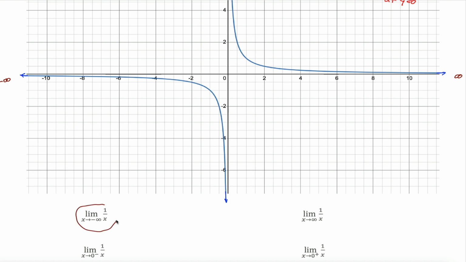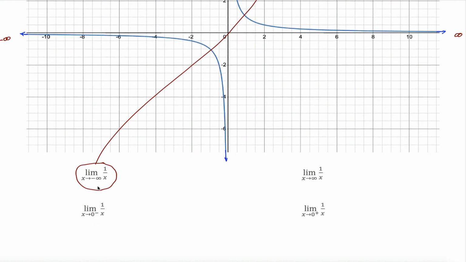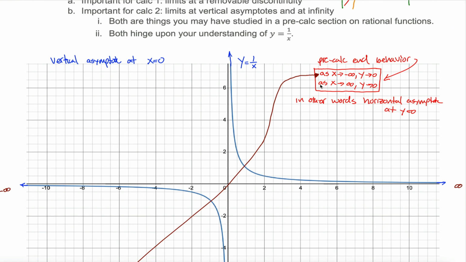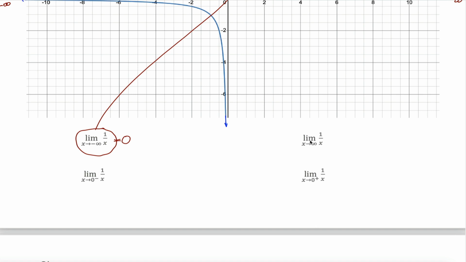This question right here is identical to the end behavior that we described in a pre-calculus class, specifically this first line of the end behavior. Instead of writing as x approaches negative infinity, y approaches 0, what we will say is the limit as x approaches negative infinity of this function 1 over x is equal to 0. Similarly, instead of saying that as x approaches positive infinity, y approaches 0, you might be asked the limit as x approaches infinity of 1 over x, and your answer there would be 0 as well.